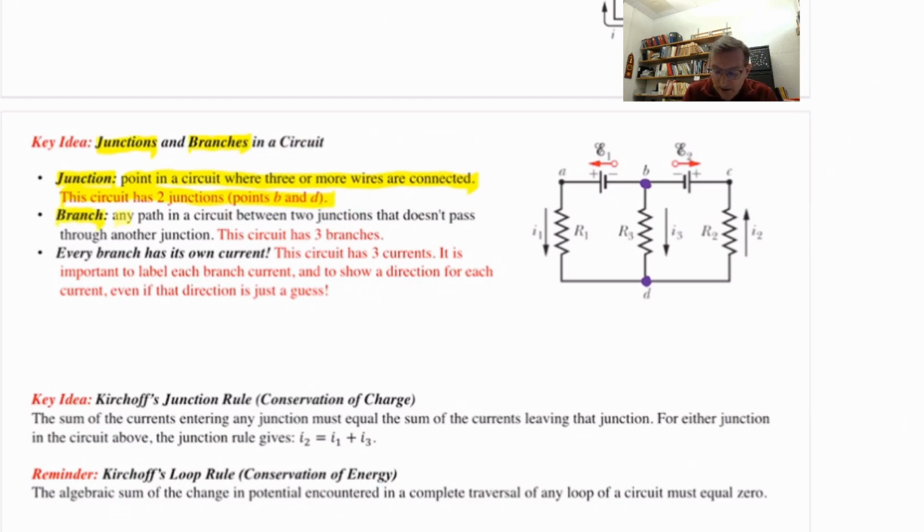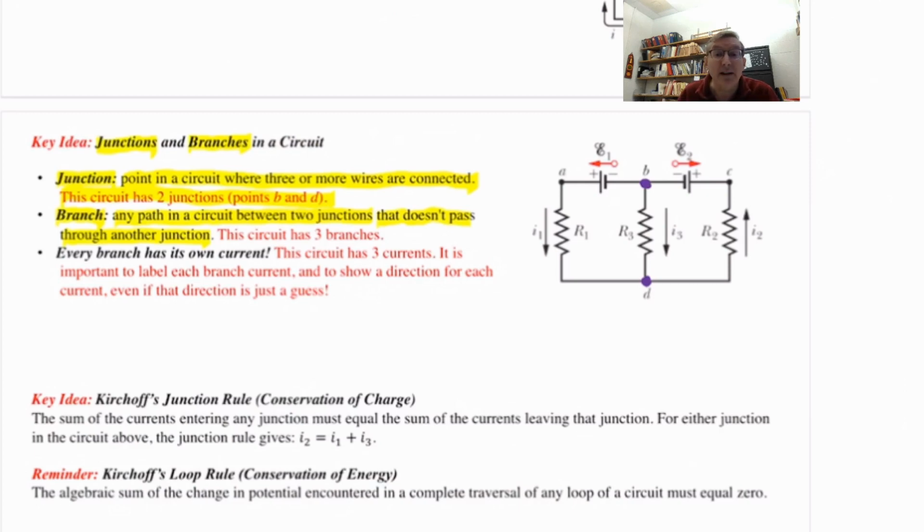Next, a branch. That's any path in a circuit connecting two junctions that does not pass through another junction. Okay? Any path in the circuit that connects two junctions without passing through another junction. We have to be able to identify how many branches a circuit has, and I'll explain why that's so important in just a second. But let's identify the branches in this circuit. We know our junctions are points B and D. How many ways can I go, let's say, from B to D?